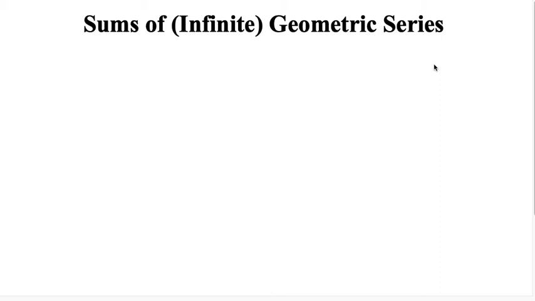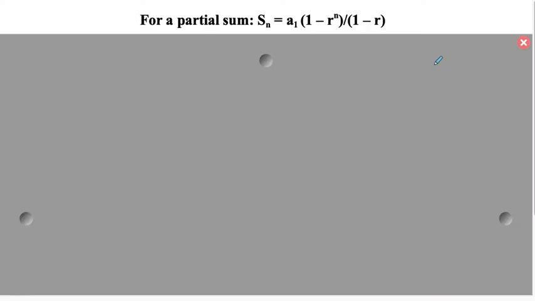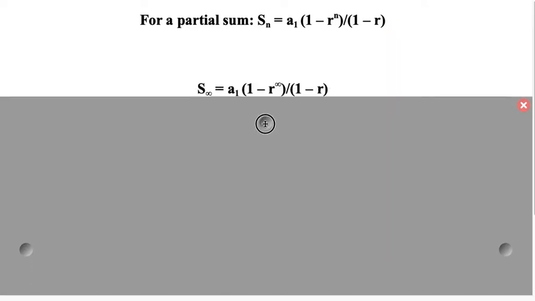Series. Remember, if we say series, we mean infinite series, so we could also think of this as the sum of an infinite geometric series. Now we know that for a partial sum, S of n is equal to a sub 1, that is the first term, times 1 minus r to the n, all divided by 1 minus r. Great, you say. That then implies what?